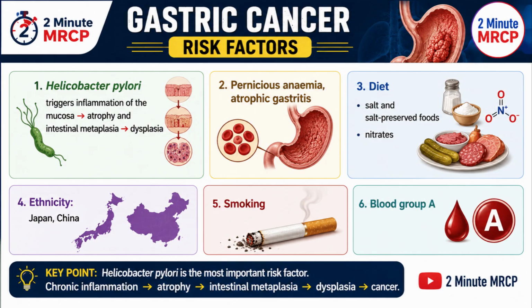Other risk factors include pernicious anemia and atrophic gastritis. Dietary risk factors include high salt intake, salt-preserved foods, and nitrates. There is also an increased incidence in certain ethnic populations, particularly in Japan and China. Smoking is another risk factor. Interestingly, blood group A is also associated with an increased risk of gastric cancer.